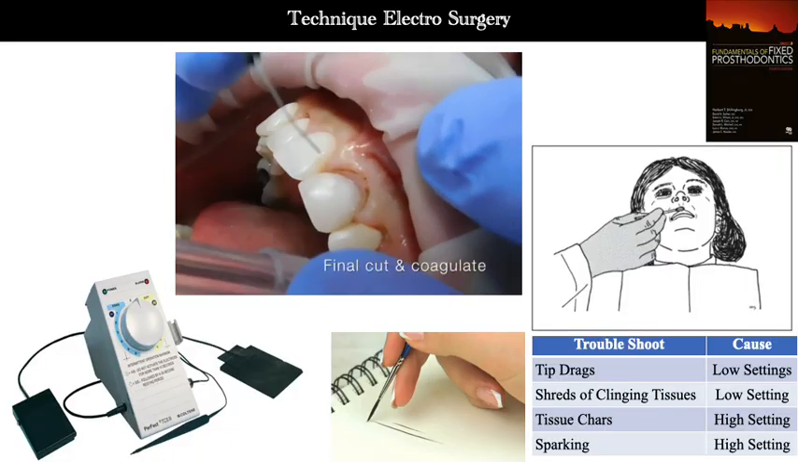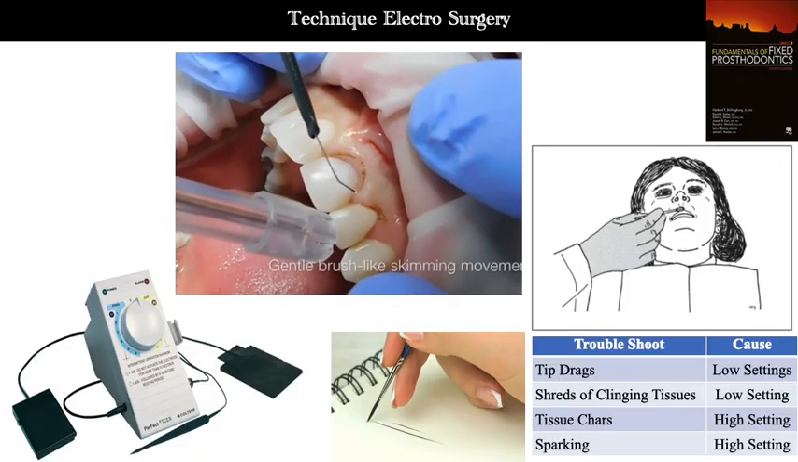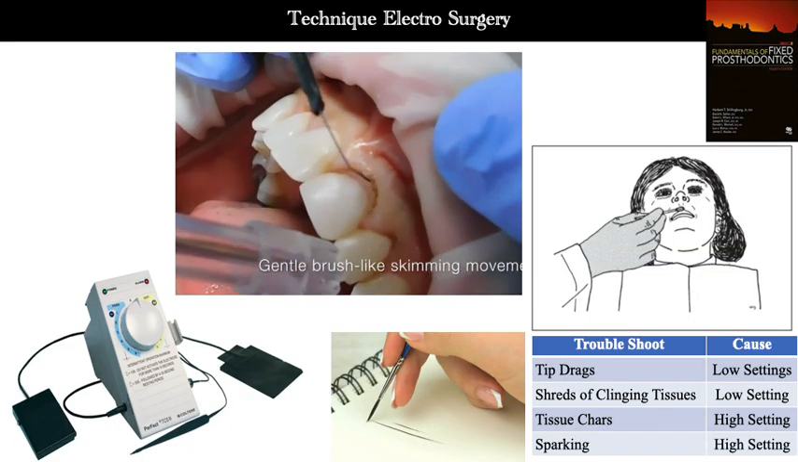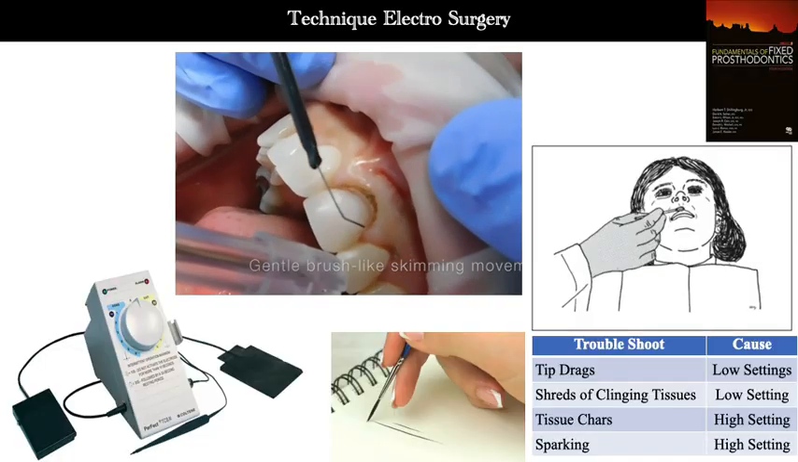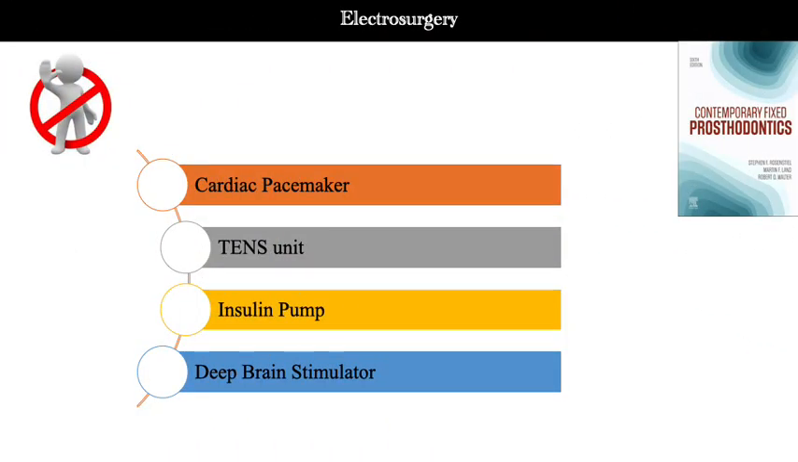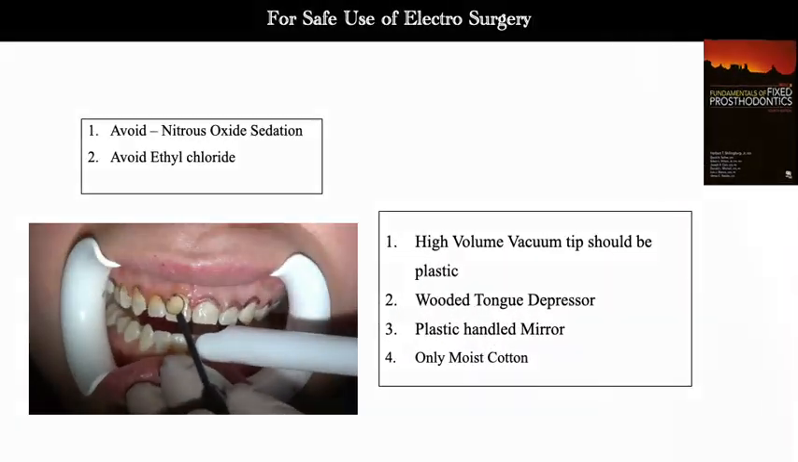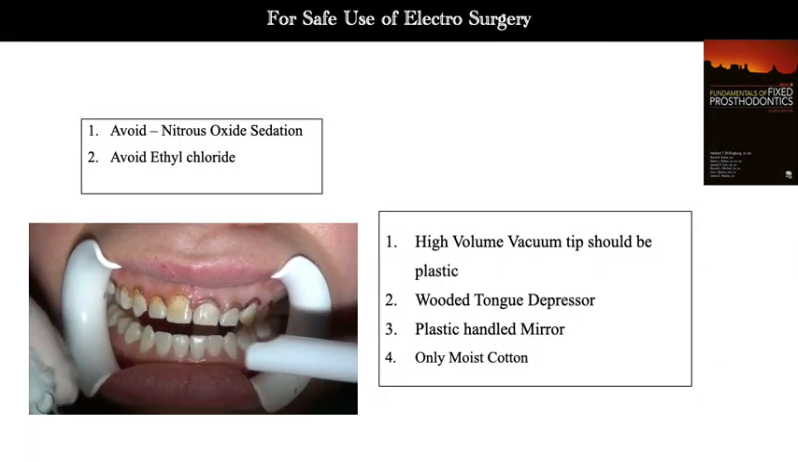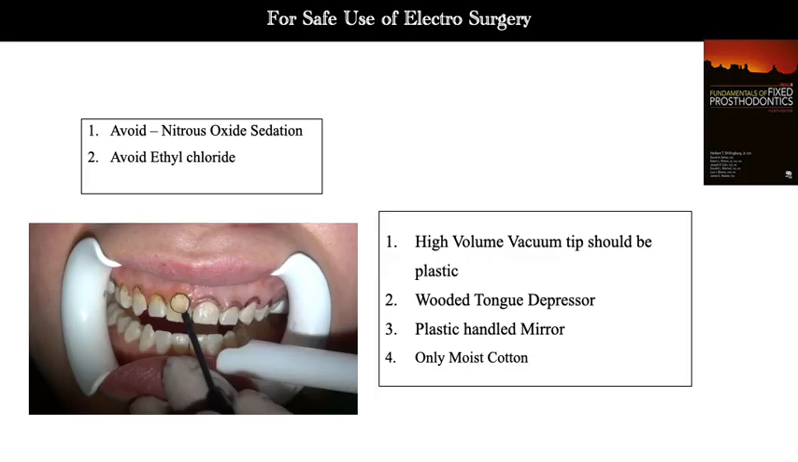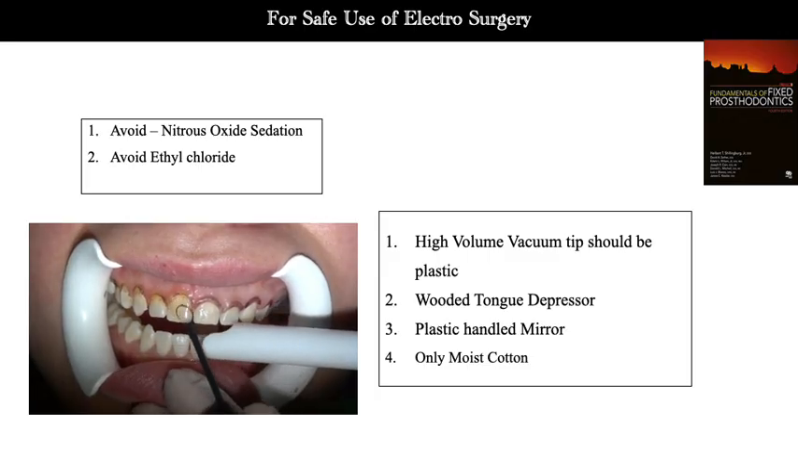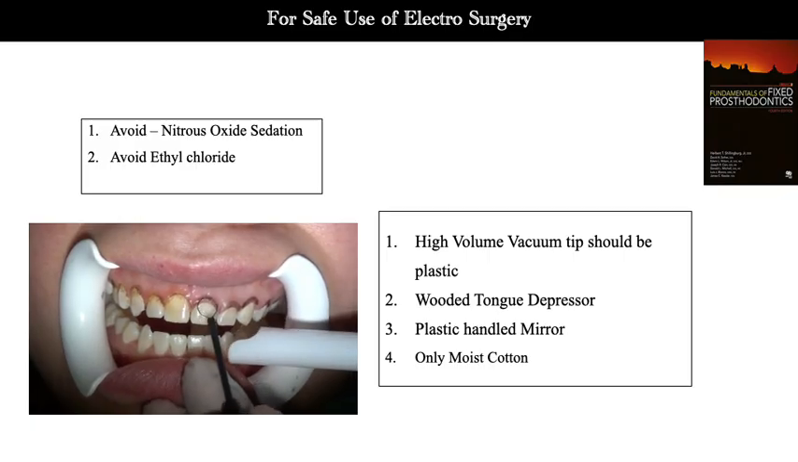This could be avoided by making the patient more comfortable by applying a strong essential oil on the patient's nasolabial fold. The electrosurgery is strongly contraindicated in patients with a cardiac pacemaker, TENS unit, insulin pump, as well as deep brain stimulators. It should be avoided with the use of nitrous oxide sedation, and also if you're using ethyl chloride as an anesthetic agent. The high volume vacuum tip should always be plastic.